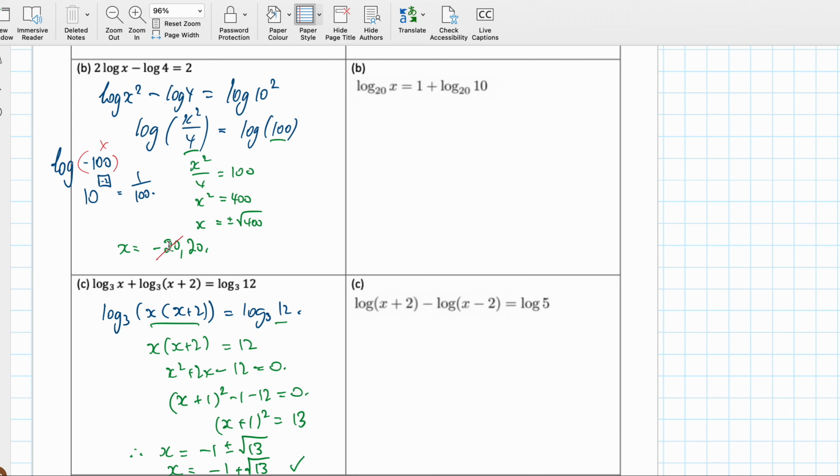Now, I think it's a good idea to still write out both answers and just cross one out. It shows the marker you know what you're doing.